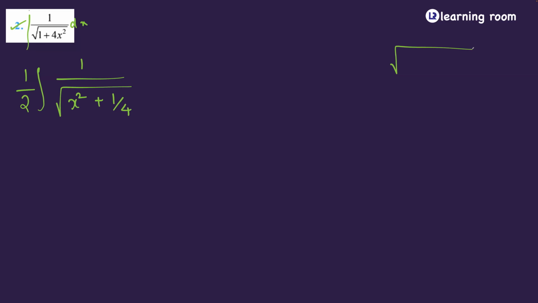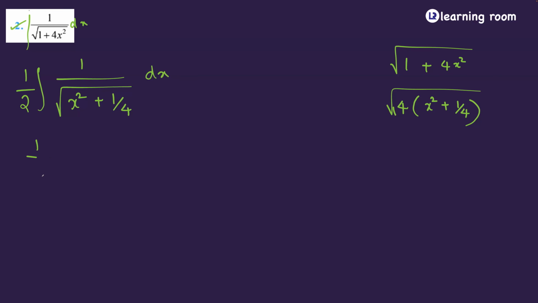See, root of 1 plus 4x square, if I take the 4 outside, can I write it as 4 into x square plus 1 by 4? So the square root of 4 is 2. So 1 by 2 into, what is the integral of 1 by root of x square plus a square? It will be log of x plus root of x square plus a square. Right? It is the fifth formula.